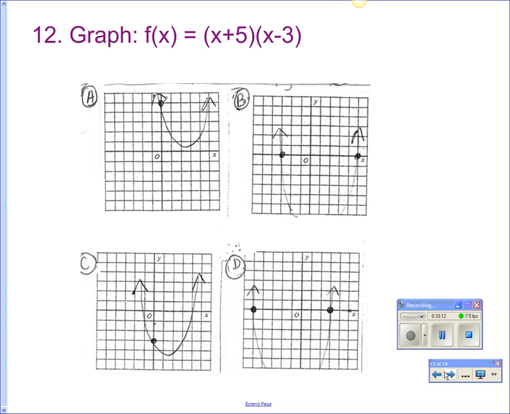All right, number 12. This one's in parentheses form. It's in factored form. Let's lobster claw to get it in the form where we can see the y-intercept. What's x times x? What's x times -3? Then I do the bottom lobster claw. 5 times x is. And 5 times -3 is.